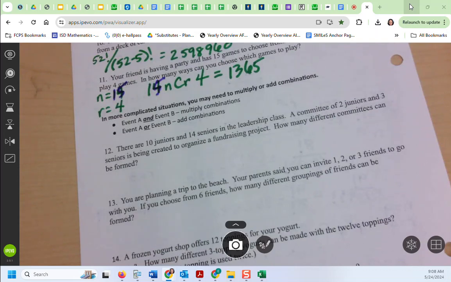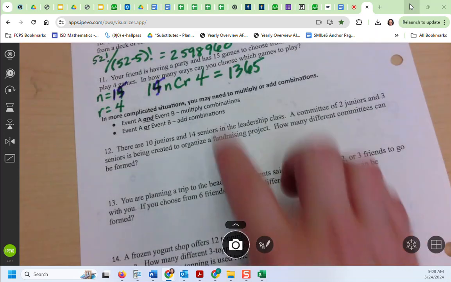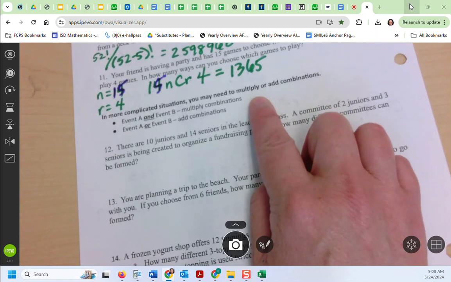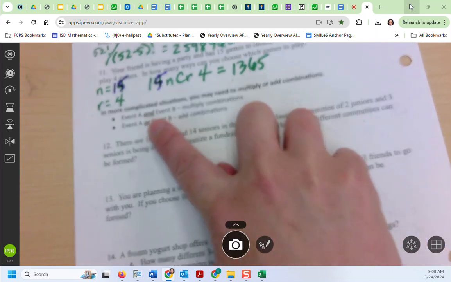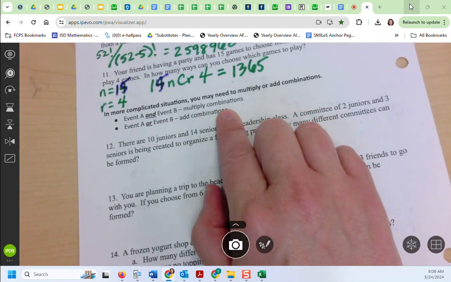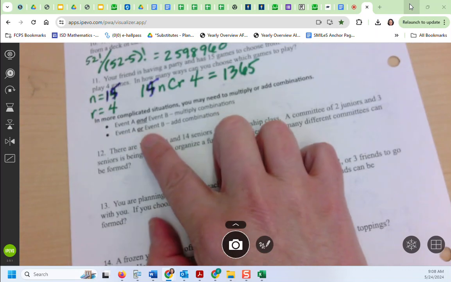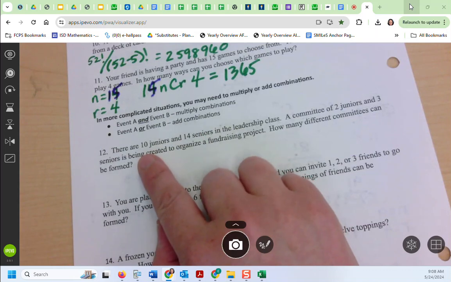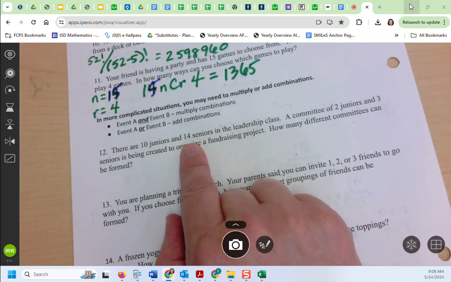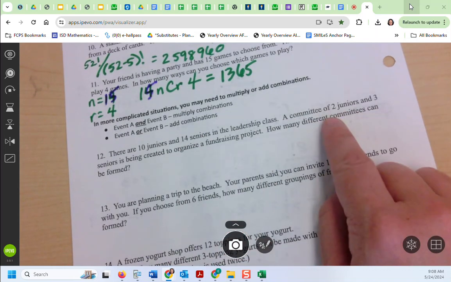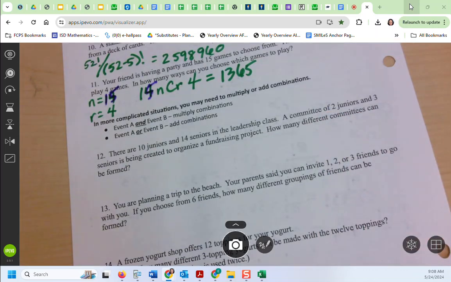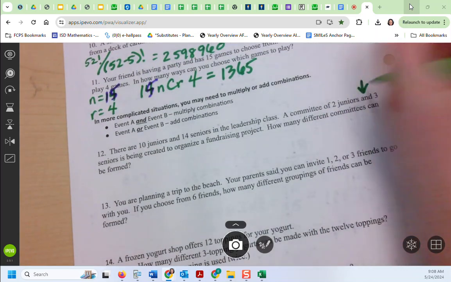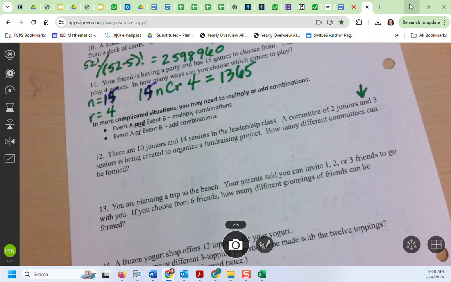Okay. If you have more complicated situations, you might need to multiply or add combinations. If they both have to happen, you're going to multiply combinations. If you just want one or the other to happen, then you're going to add the combinations. So there are 10 juniors and 14 seniors in the leadership class. A committee of 2 juniors and 3 seniors is being created to organize the fundraising project. How many different committees can be formed?